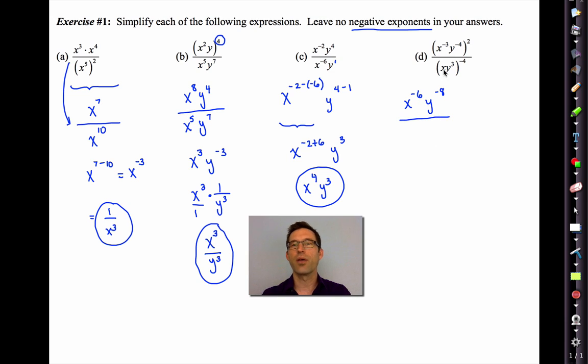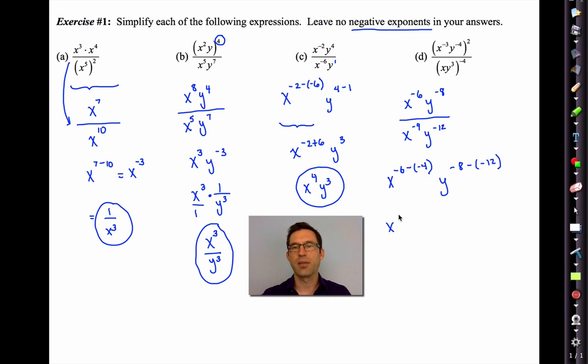In the denominator, x to the negative 4, well, that will be x to the negative 4. And y to the third to the negative 4 will be y to the negative 12th. Now there are a lot of negative exponents flying around here, so we should be very careful. X to the negative 6th minus negative 4 times y to the negative 8 minus negative 12.